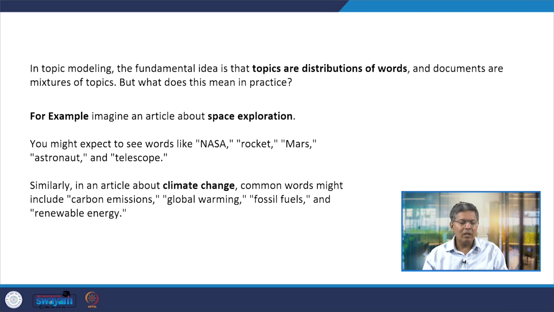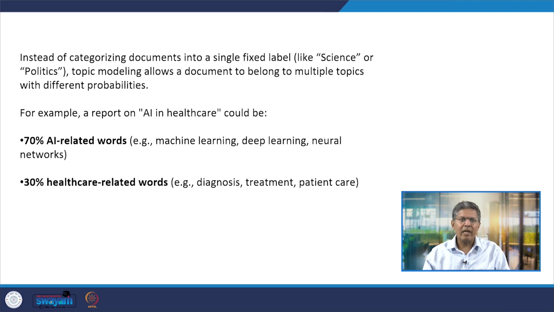So, for example, imagine an article about space exploration, right. You might expect to see words like NASA or ISRO, rocket, Mars, astronaut, telescope, whatever, right. Similarly, in an article about climate change, common words might include carbon emission, global warming, fossil fuel, renewable energy, right. So, instead of categorizing documents into a single fixed label like science or politics, topic modeling allows the document to belong to multiple topics.